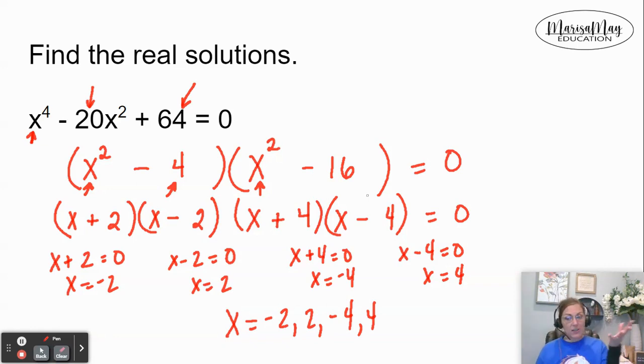So remember, we factored it like a trinomial to start. Then we noticed the difference of two squares. So we took that factoring one more level, and then we set each parentheses equal to 0. I hope this helps you as you're practicing with problems like this.